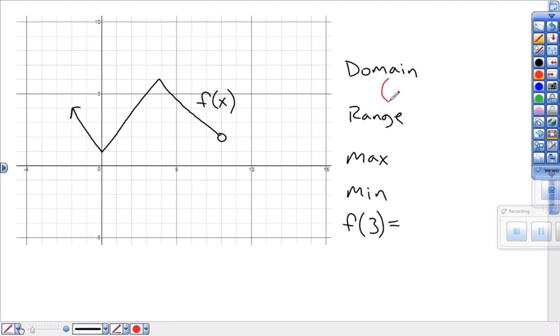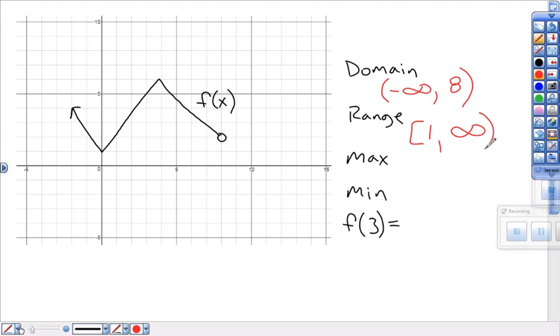Domain from -infinity. I don't care that that arrow's going up. Domain's measured left to right. That's got a left component to it. That's why it's -infinity to +8, rounded bracket. Range from 1 to positive infinity.